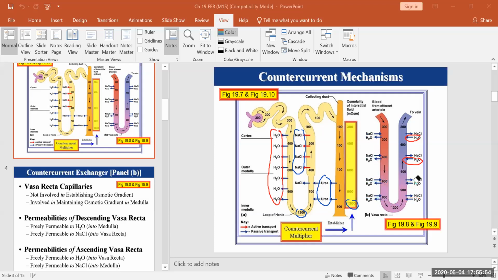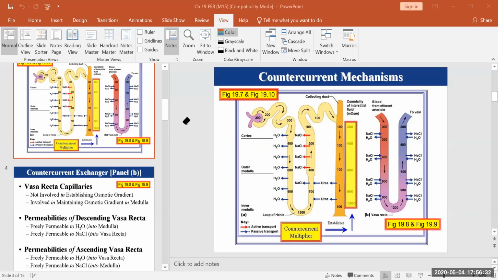So the vasa recta prevents the osmotic gradient from dissipating. That's why it's known as the one that maintains that gradient. The countercurrent multiplier, the loop of Henle, utilizes cellular energy, ATP, to set up that osmotic gradient. But the vasa recta, the countercurrent exchanger, helps the countercurrent multiplier to maintain it. Okay.